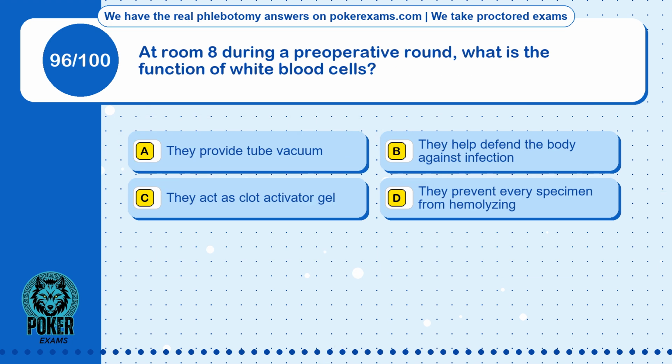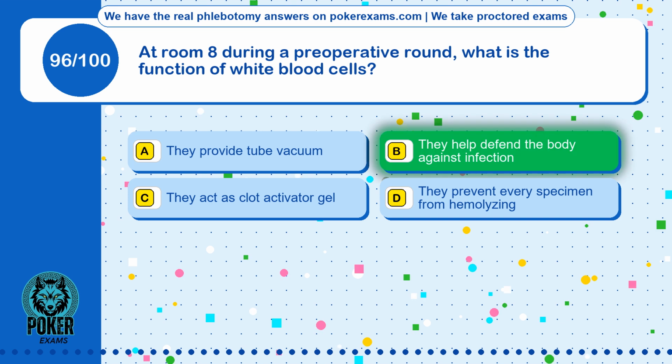Question 96. At room 8 during a preoperative round, what is the function of white blood cells? Option A. They provide tube vacuum. Option B. They help defend the body against infection. Option C. They act as clot activator gel. Option D. They prevent every specimen from hemolyzing.